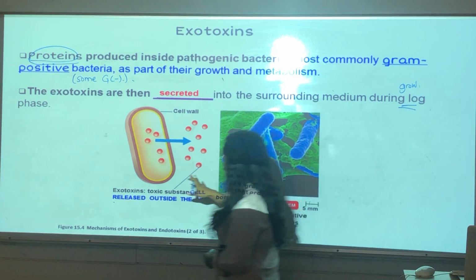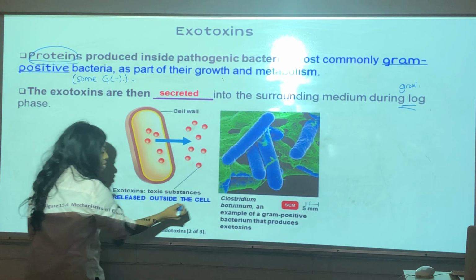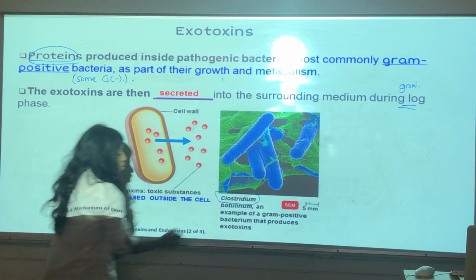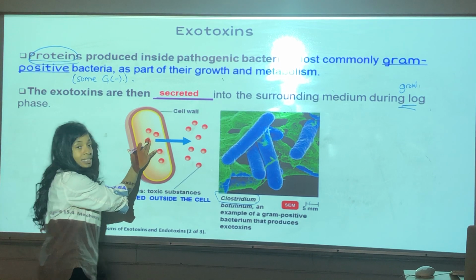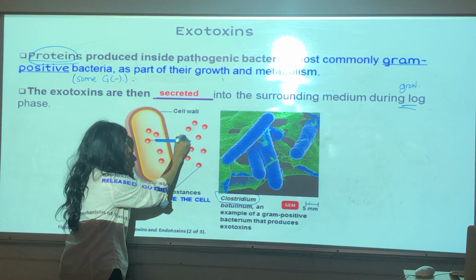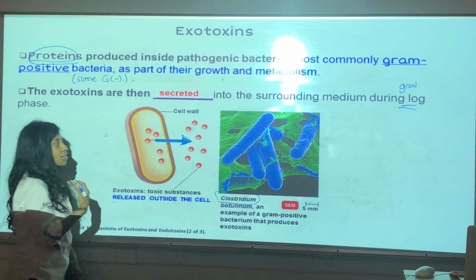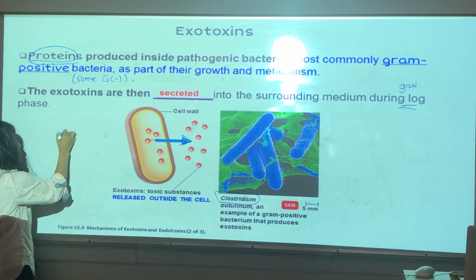So here goes the cell, right? In this case, they give you the gram-positive cell Clostridium that causes botulinum, and they make a toxin inside the cell. They secrete it outside of the cell, and this toxin causes nerve damage.